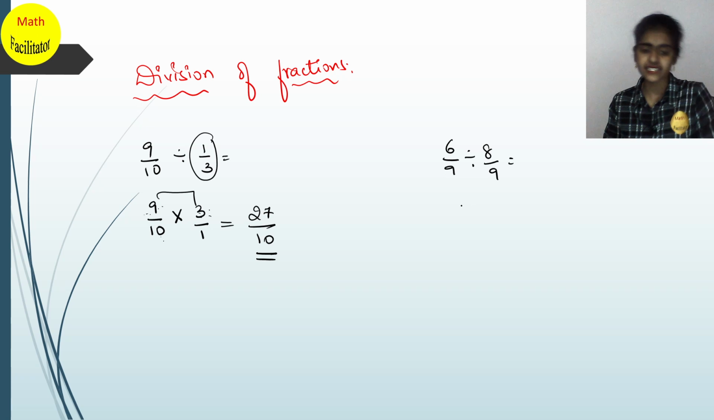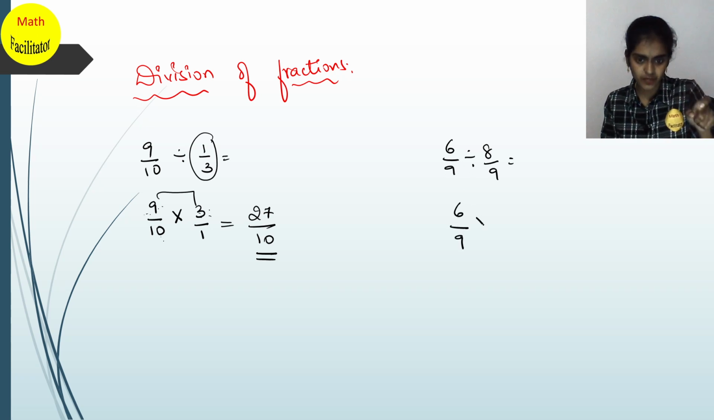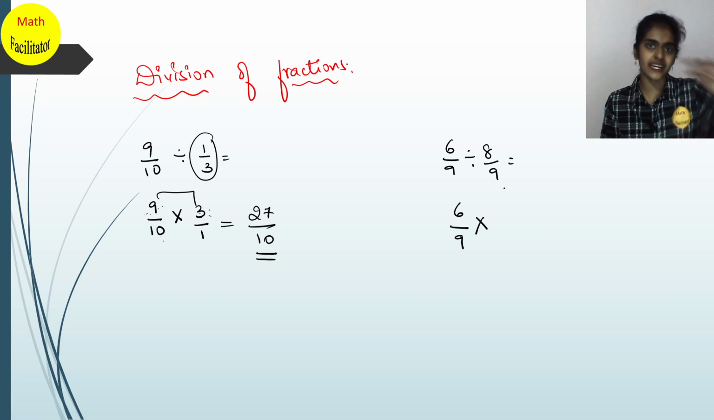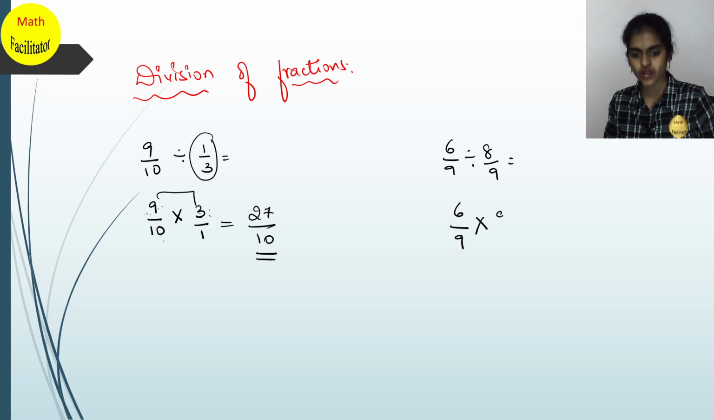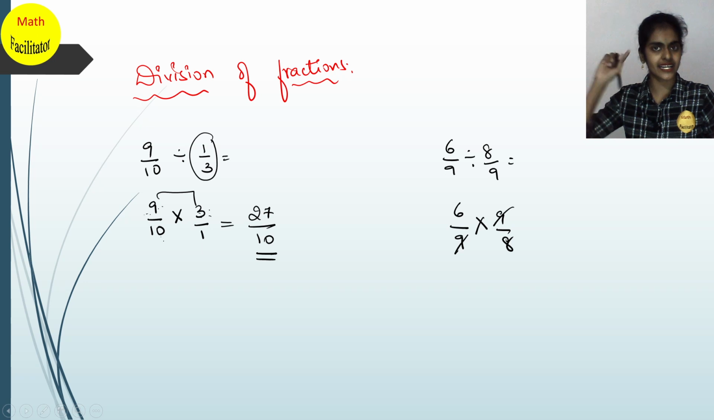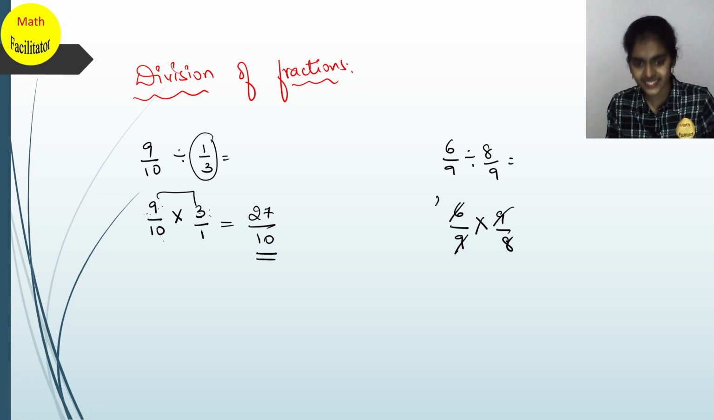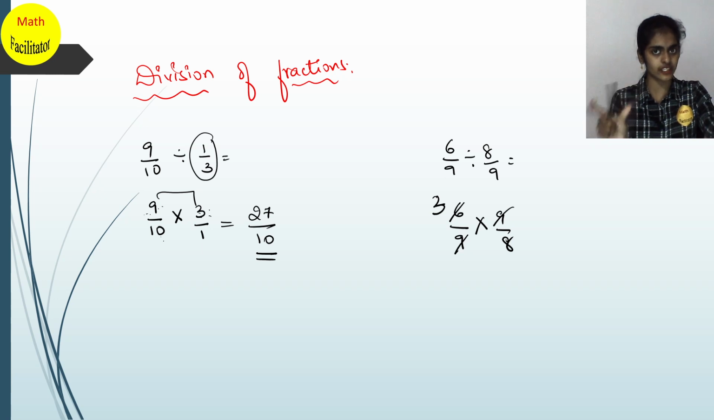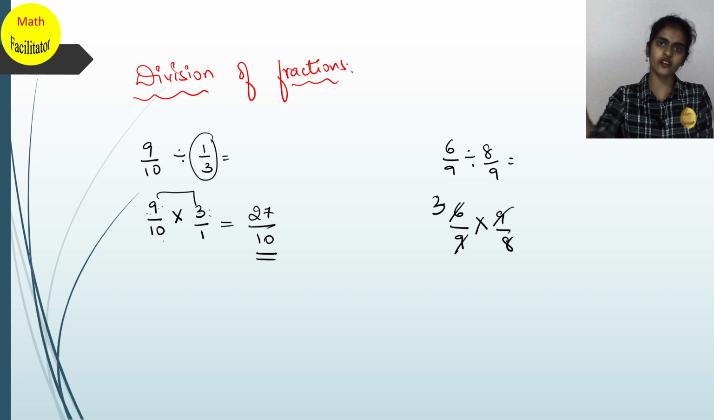Okay, let's take this example. 6 by 9. Now I told you first fraction you will write as it is, division becomes multiplication. 8 by 9, second fraction reciprocal, so you have 9 by 8. Now here you see 9 and 9. 1 9 is in the denominator, 1 9 is in the numerator. So both get cancelled, and you have 3 2s are 6, or 2 3s are 6. 2 is a common factor for 6 and 8. 6 is in the numerator, 8 is in the denominator. 1 up, 1 down, you can cancel.